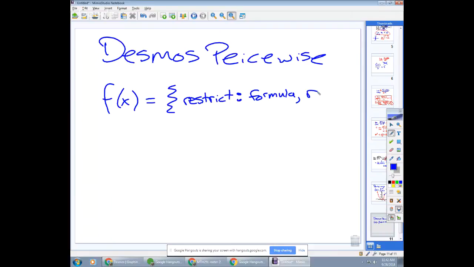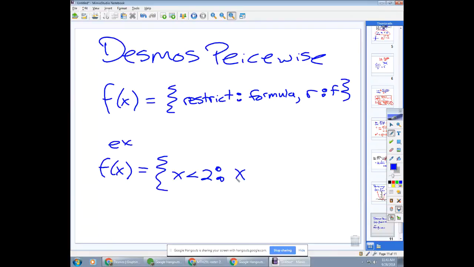So then you have, again, restriction, colon, formula. And you can do as many of those as you want. Okay, so for example, this one is f of x equals x is less than 2, colon, and I always forget that colon, I throw a comma on by mistake, and I can see it screwed up, and I know I did something wrong. My formula was x squared. Then a comma, x is greater than or equal to 2, colon, x plus 2 is my formula. Again, if you have more pieces, you just keep throwing in your restrictions. But on paper, I wouldn't give crazier ones than that. It's too much of a pain.